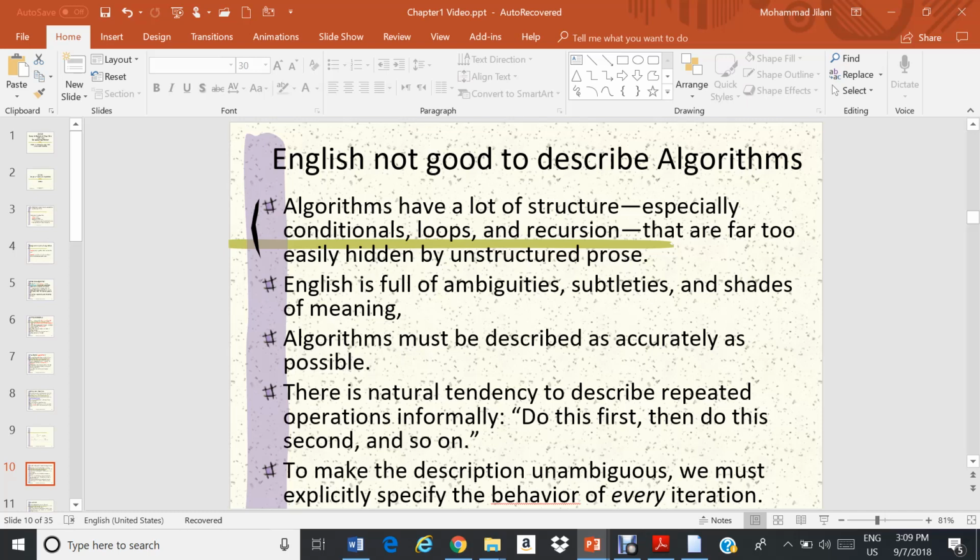So English is full of ambiguities. When I say English, I don't really mean the English language per se. It could be any language. It could be Russian, Arabic, Persian, Chinese. Languages are meant to be ambiguous because people, when they listen to the words, can read the impressions of the person who is talking. They can read between the lines. They can predict what it is that you really meant by this word. Sometimes words have multiple meanings.